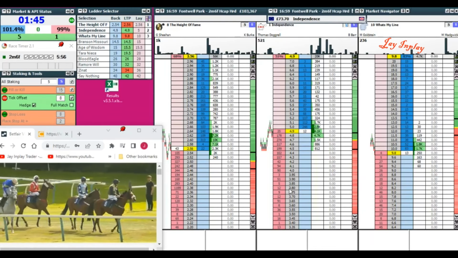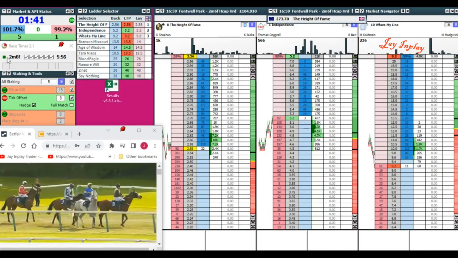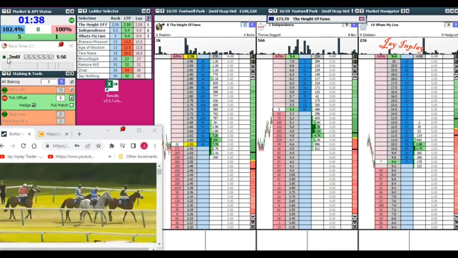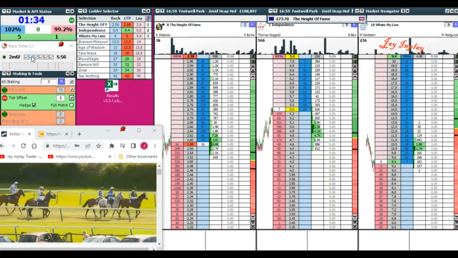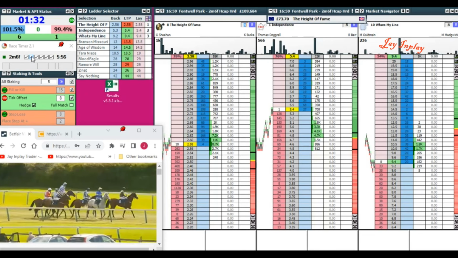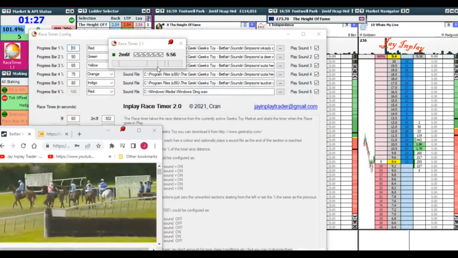So, looking at the race timer, I'm just going to show you the settings here. I've got it set up. You can see it's already read the race information from the Geek Toy. So this race is 2 miles 6 furlongs. It's set up where I want my audio and visual alerts. I'll just show you the settings window quickly.